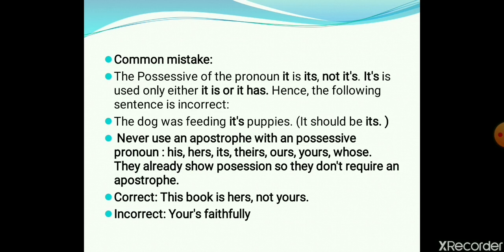Now see the next rule. Never use an apostrophe with a possessive pronoun. That is his, hers, its, theirs, ours, yours, whose. They already show possession, so they don't require an apostrophe. Like in this sentence, the correct sentence is: this book is hers, not yours. So over here I am talking about hers and yours. What is it? It is a possessive pronoun. So over here we don't have to put an apostrophe. Similarly, in yours faithfully, yours is a possessive pronoun. So I cannot use an apostrophe there.